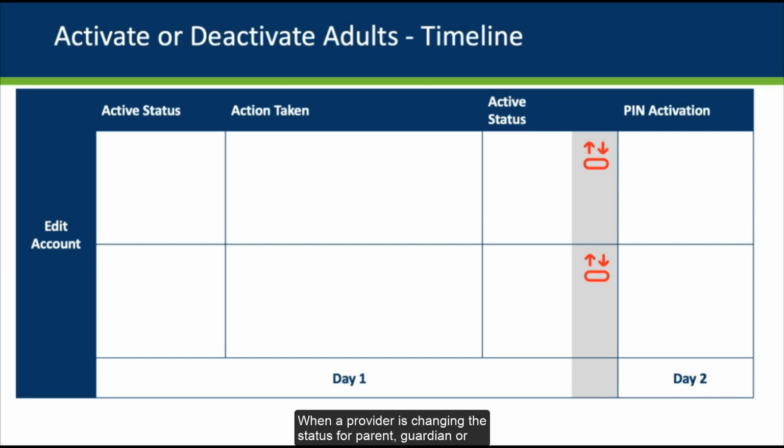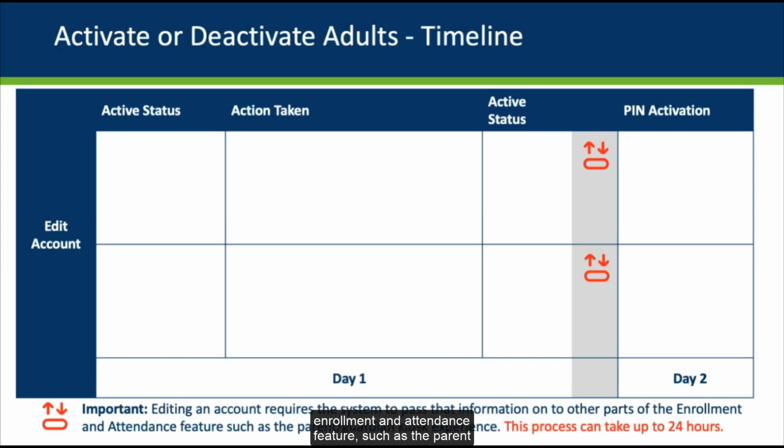When a provider is changing the status for parent, guardian, or authorized adult, they would initiate this from within Edit Account. It's important to note that editing an account requires the system to pass that information on to other parts of the enrollment and attendance feature, such as the parent-guardian kiosk experience. This process can take up to 24 hours. This table displays that process flow.